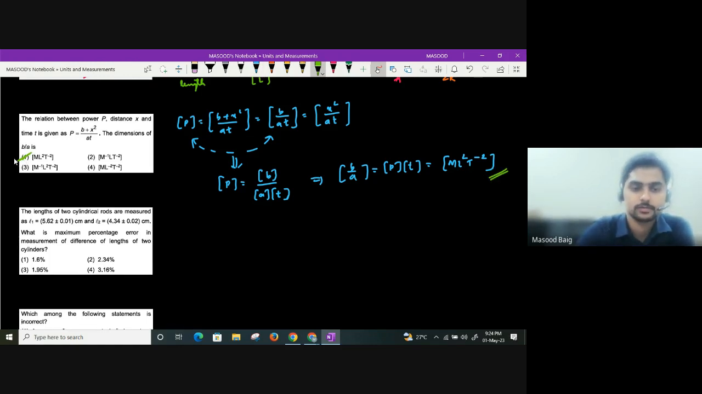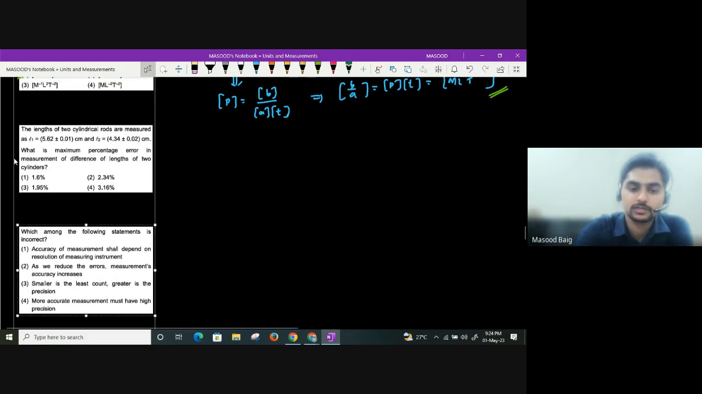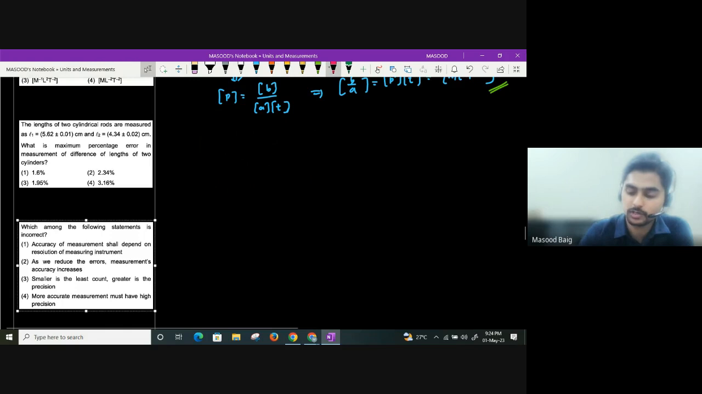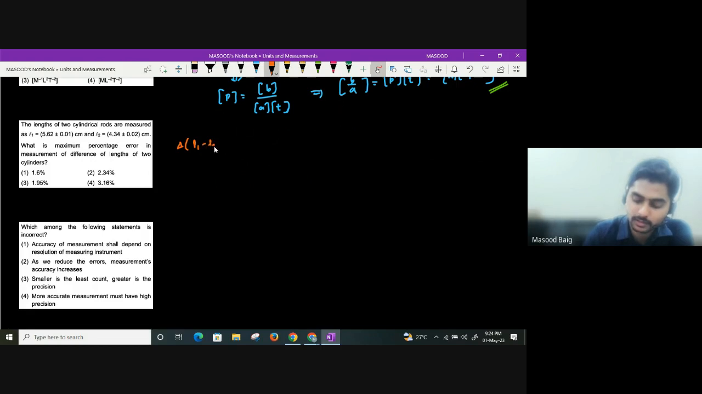Okay. They're asking percentage error in the measurement of difference in the lengths of two cylinders. I think you can solve for it again. L1 minus L2 you can do. You will get delta of L1 minus L2. So you can find that out. They're asking us to find percentage error. So what I'll do, it will be delta of L1 minus L2 divided by L1 minus L2 into 100, guys.